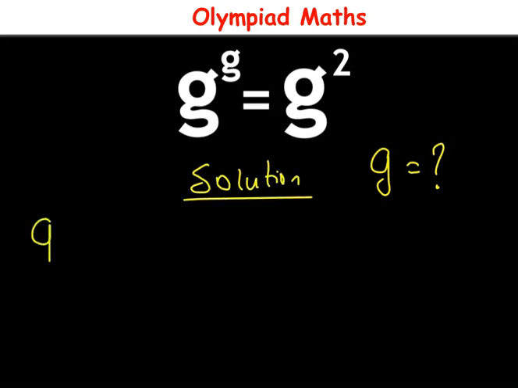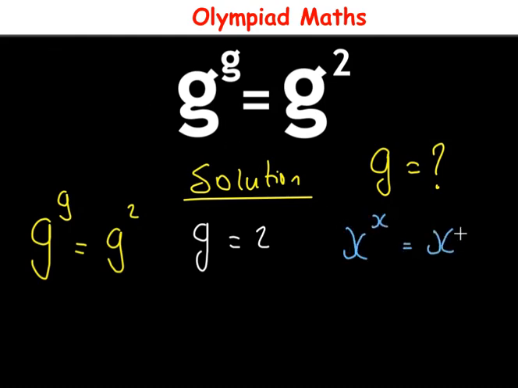To solve this, we have g raised to power g equals g raised to power 2. Now by mere inspection we can conclude that the value of g equals 2. Following this rule, that if you have x raised to power x equals x raised to power 3, since the bases are equal, we can simply compare the exponents such that x is equal to 3. So in this case, we've gotten one of the solutions for the value of g, that g equals 2.